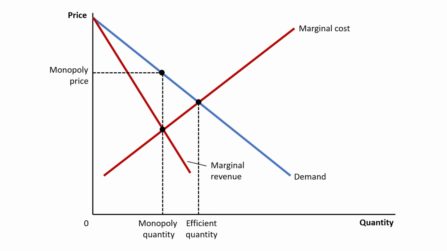So we can see this difference in the figure. This efficient quantity is being produced by a social benevolent planner at which price is equal to marginal cost. Monopolist will choose the quantity at which MR is equal to MC. So this is the efficient quantity produced by the benevolent social planner, and this is the monopoly quantity produced by a monopolist, and this is the monopoly price.